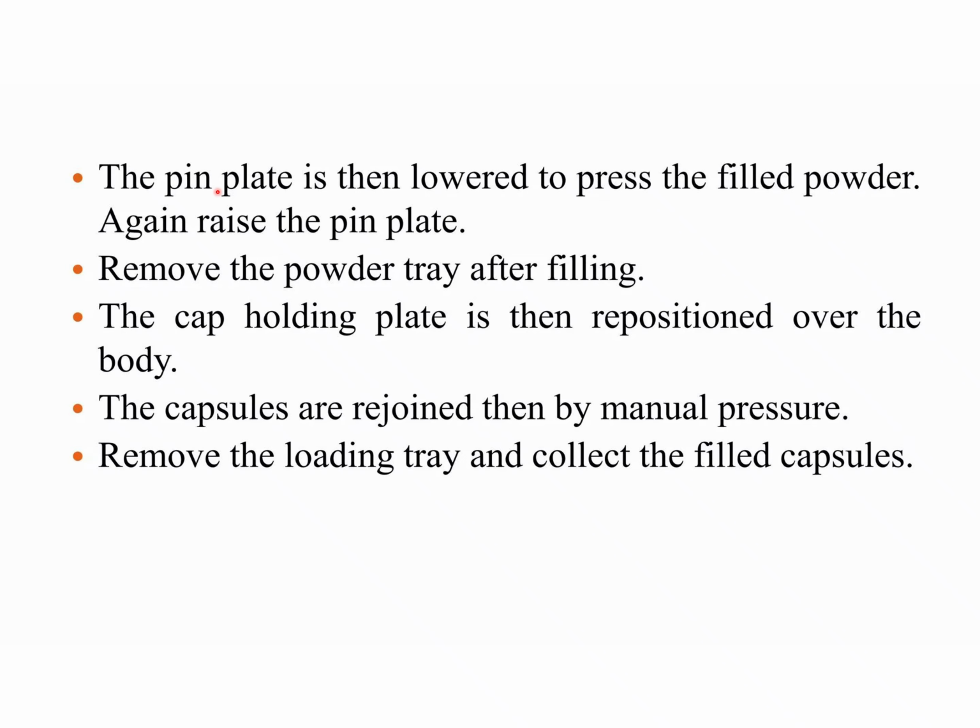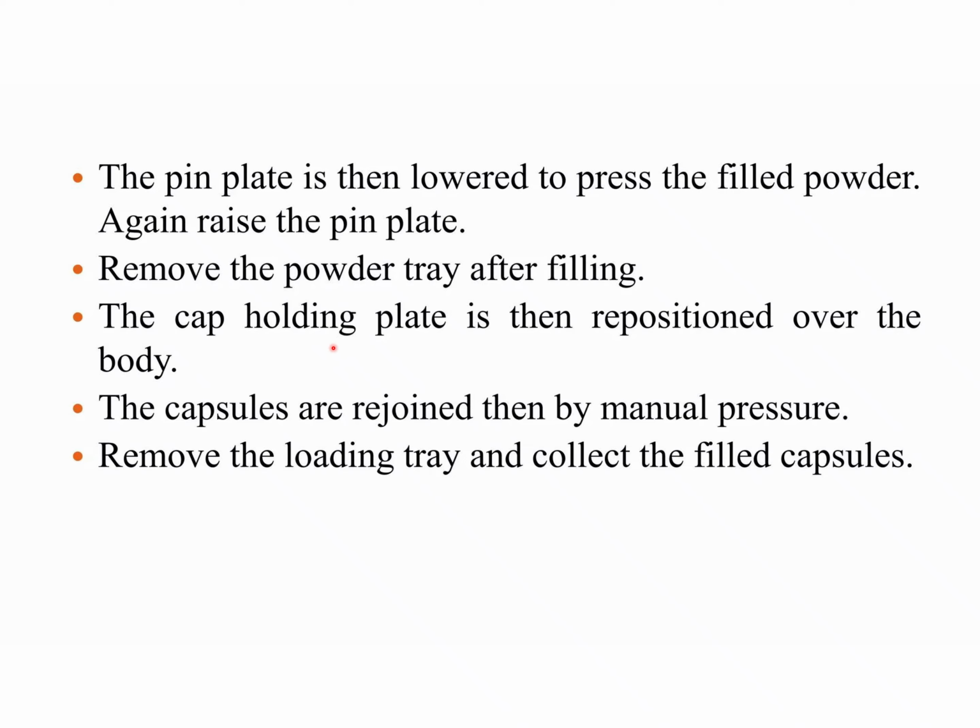The pin plate is then lowered to press the filled powder. The task of the pin plate is to adjust the filled powder. Okay, and again raise the pin plate. Remove the powder tray after filling. The cap holding plate is then repositioned over the body. Okay, this is the loading tray which contains the cap still. Now we have to join the cap and body, and the capsule are rejoined by manual pressure, okay, by the sealing plate. Remove the loading tray and collect the filled capsule.